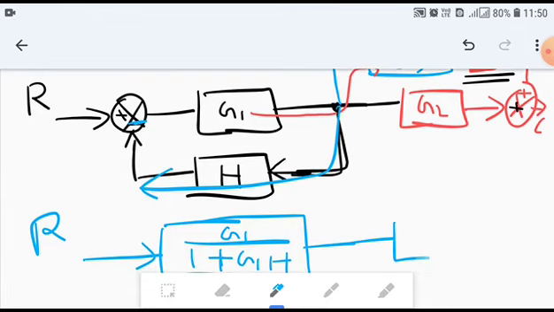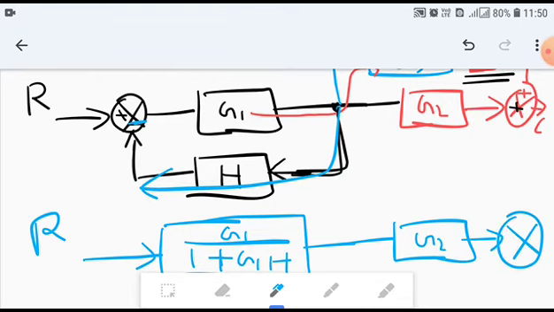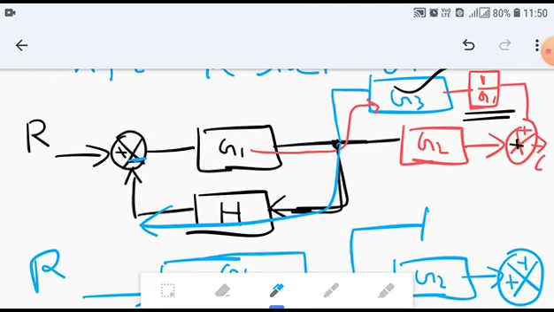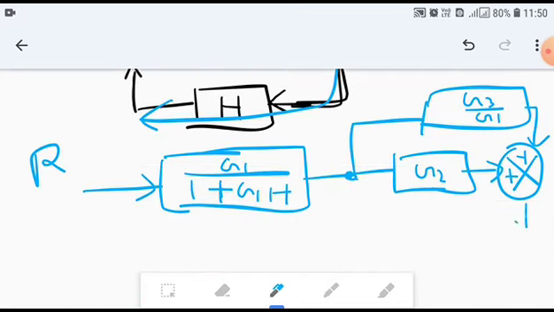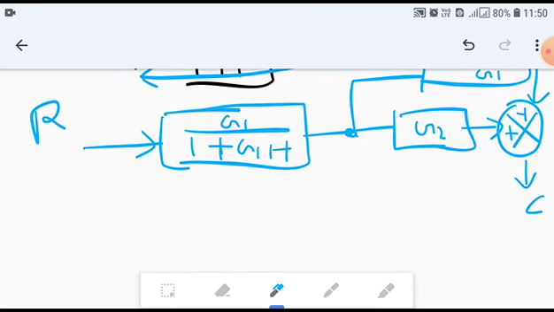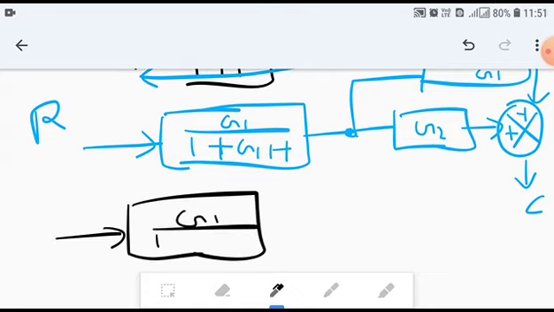Now here we have G2, we have not done any changes to this. Here we have the summing point, here plus and here plus. Here we have the branch point, where we are going to multiply G3 by G1, both are in series, and the output is connected to the summing point, and here we have the C output. Next we are going to write the same G1 by 1 plus G1H, input R.